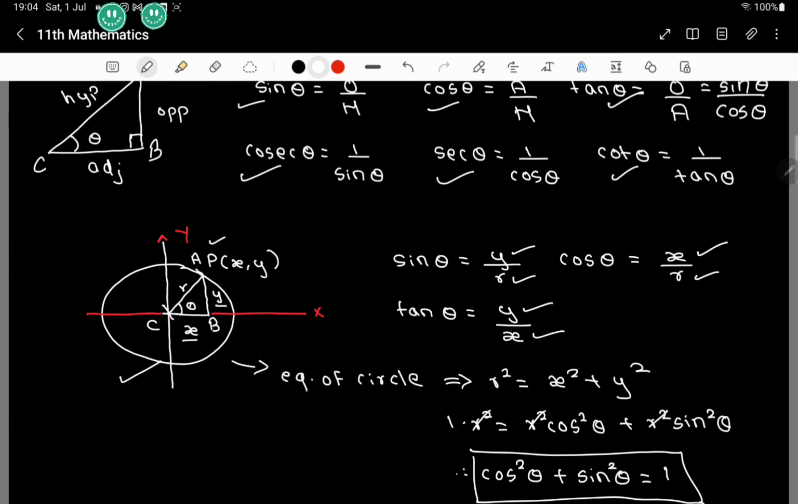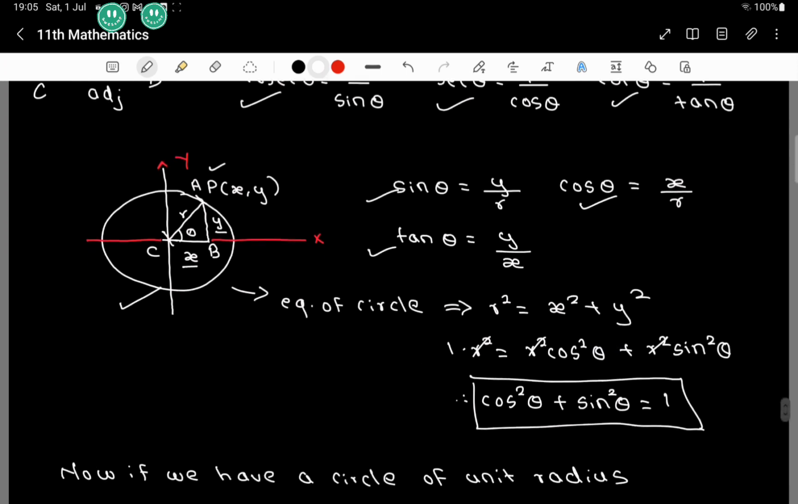Okay, fine. So let's revise these functions a little bit. So what is sin theta? Sin theta is nothing but the y coordinate of any point divided by the radius vector of that point. Cos theta is the x coordinate of that point divided by the radius vector of that point, and tan theta is the y coordinate of the point divided by the x coordinate of the point.